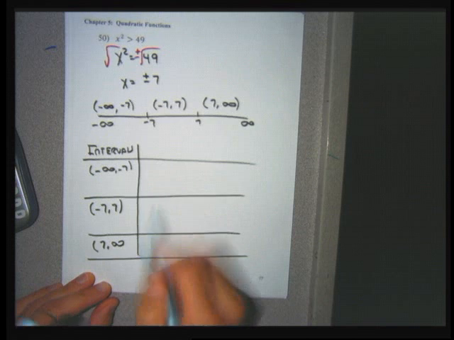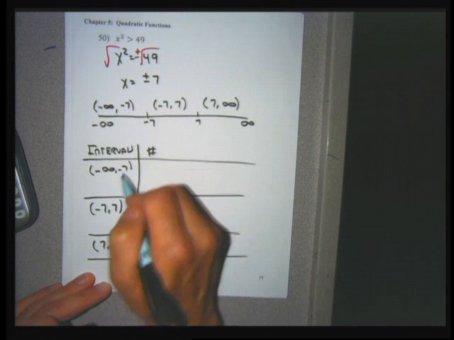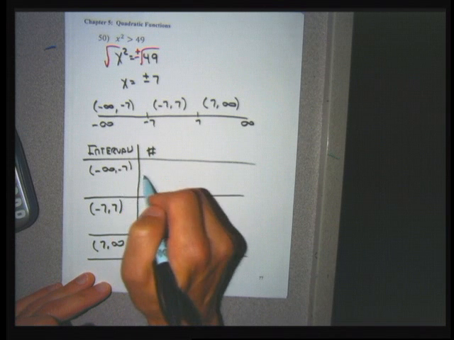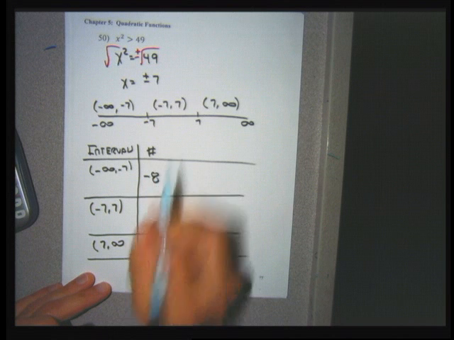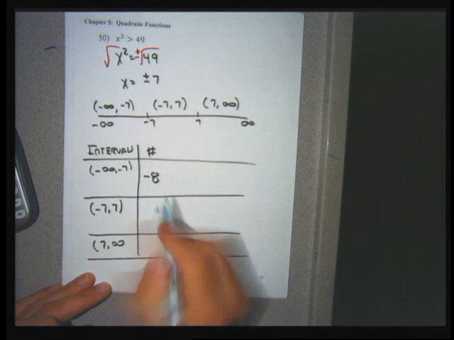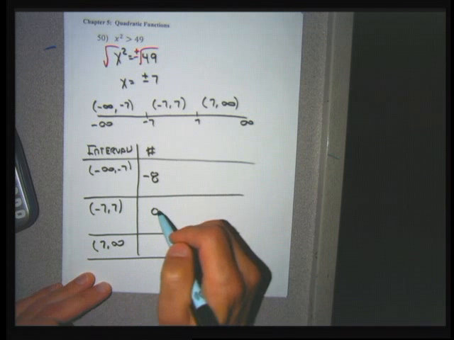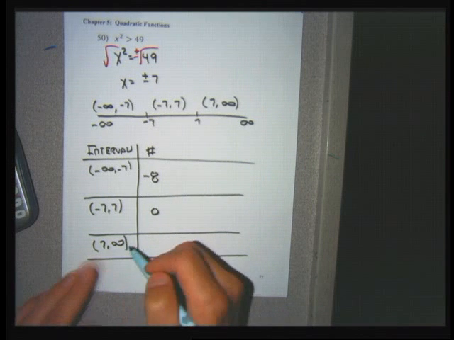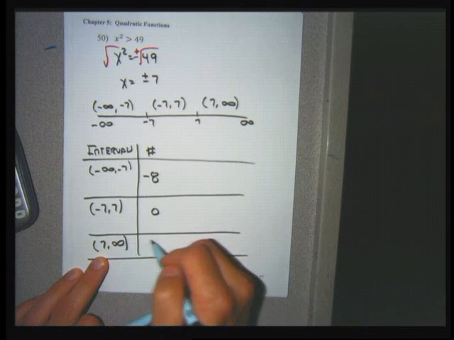In the first interval, I need a number in this interval. I pick one close to the end. I'm going to pick negative 8. The second interval goes from negative to positive. I'm going to pick 0. Any interval that goes from negative to positive, I pick 0. The last interval, I don't want to get too big of a number. I'm going to pick 8.